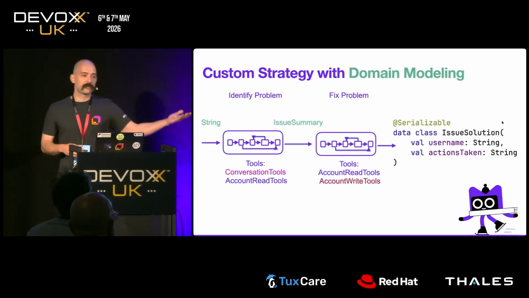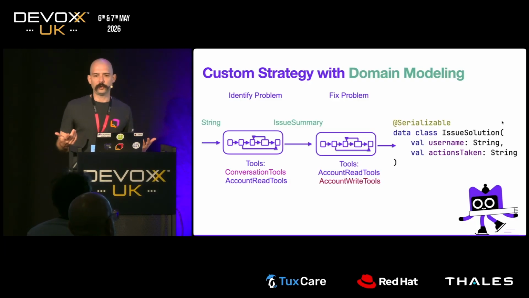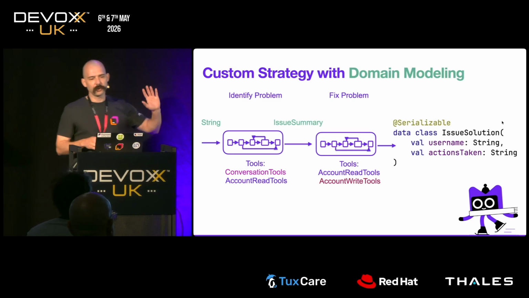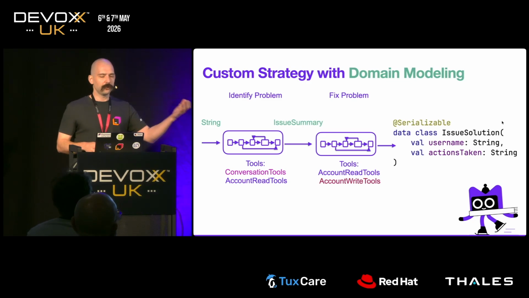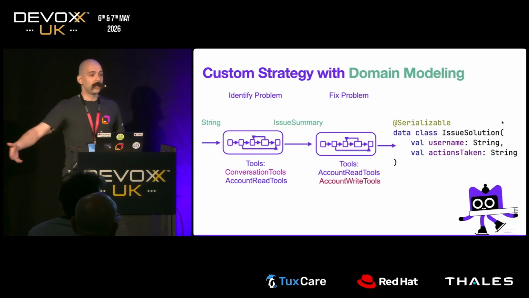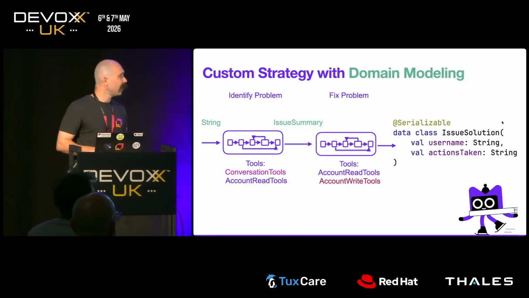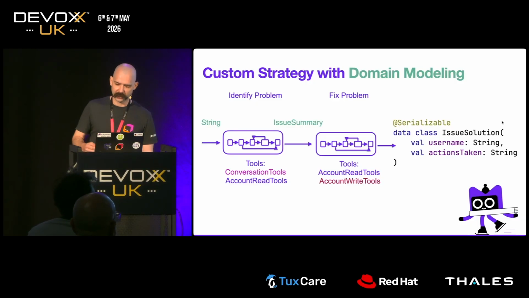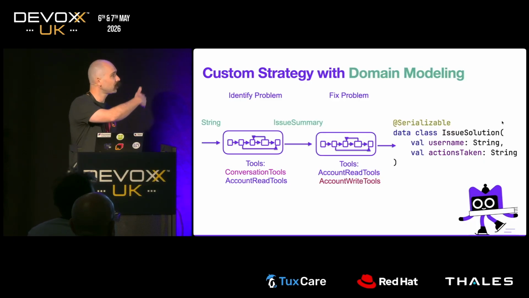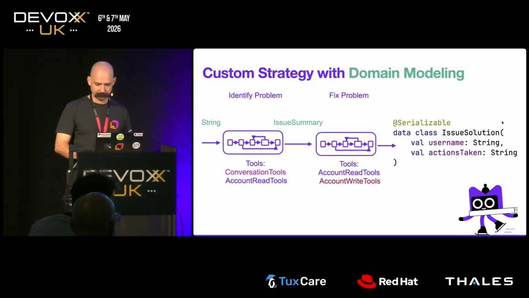So in the next step, where we're going to fix the problem, we need different tools, right? And in this phase, I'm telling the subgraph, you cannot communicate with the user anymore. You can still read and investigate the orders, but you also need to now write and update whatever you're doing. And that's going to give us a solution. And again, this is a data type. So we are now going from issue summary to issue solution. So we're going from structured data to structured data.